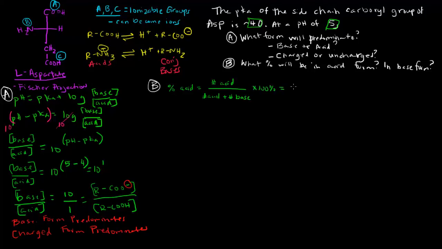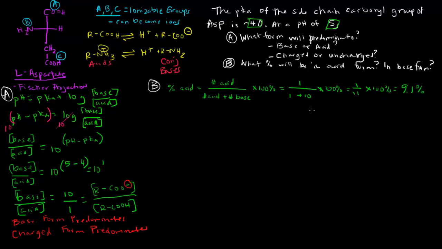So if we do that, the number in the acid form here is 1. Number in the base form is 10. So we have 1 over, oops, goodness gracious, I forgot to write the times 100%. I always forget that. Okay, so times 100% here. So that's going to be 1 over 11 times 100%, and we'll get 9.1%. So that's for the acid.